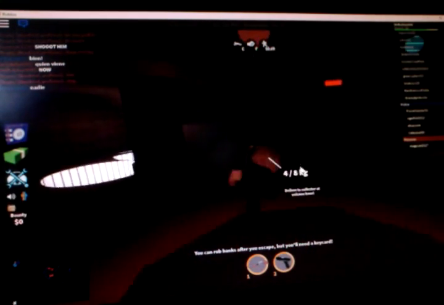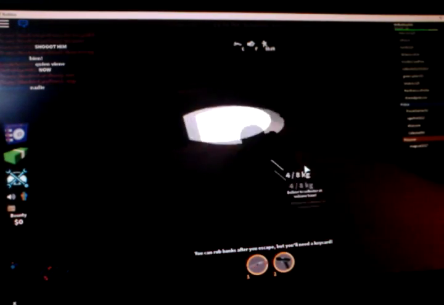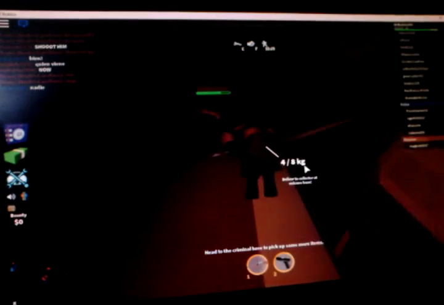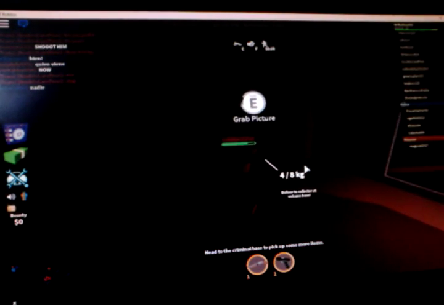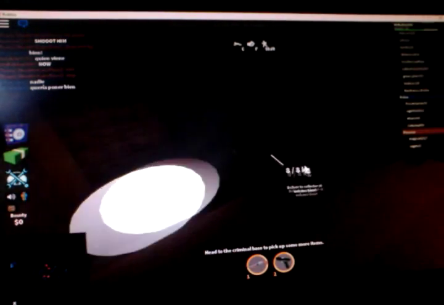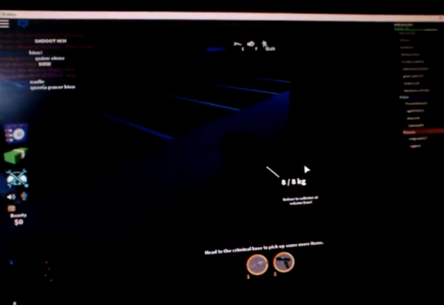Now, what we can do is we got all the security pulled. Now we can go up here and I can go take a painting. That's pretty much the only thing I'm gonna need. Totally. I'm gonna grab this picture. That gives 8 kilograms of stuff. Alright, now we're gonna get out of the museum.